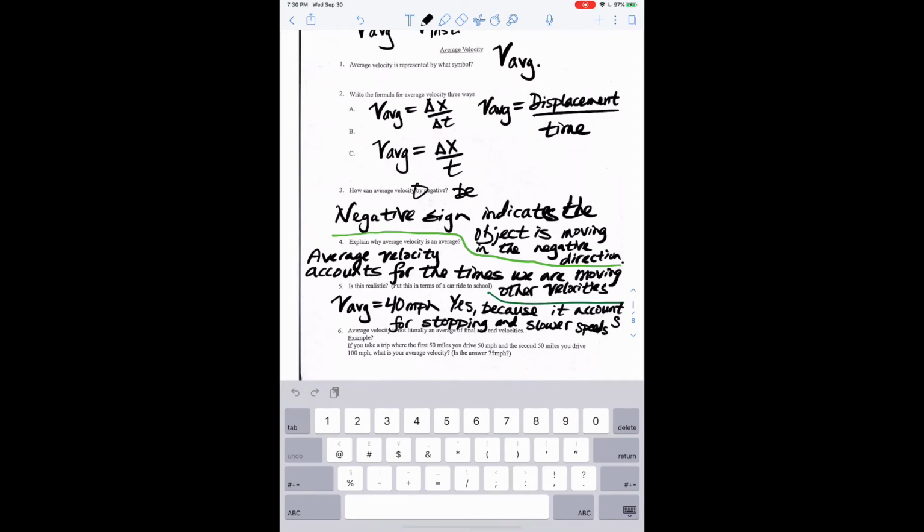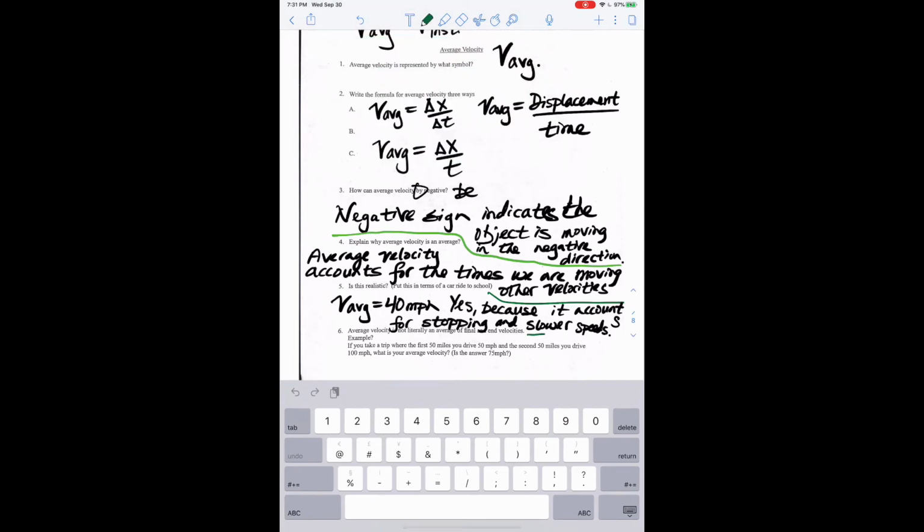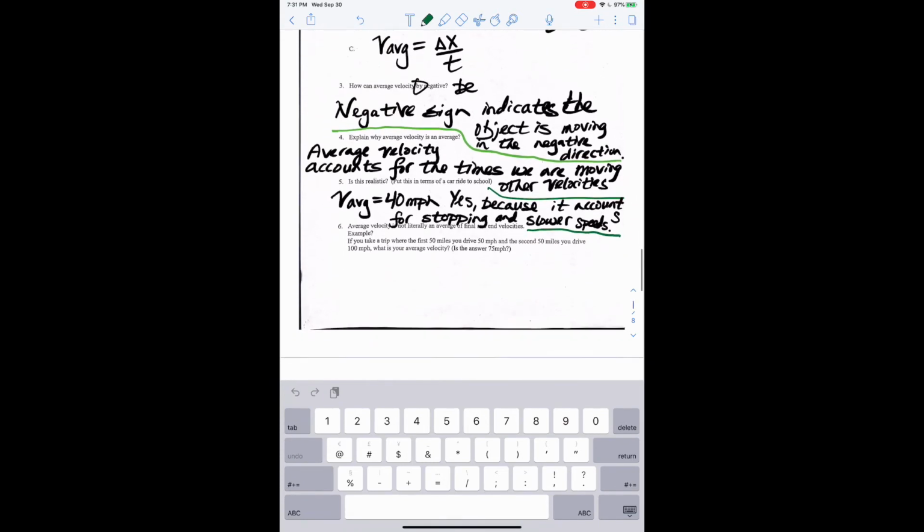Notice I kind of switched into using the word speed here. Sometimes I'll do that, and you have to keep in mind that we are very particular with the difference between speed and velocity in physics class, but sometimes we don't care about that. All right. Anyways, average velocity is not literally an average of initial and final velocities.